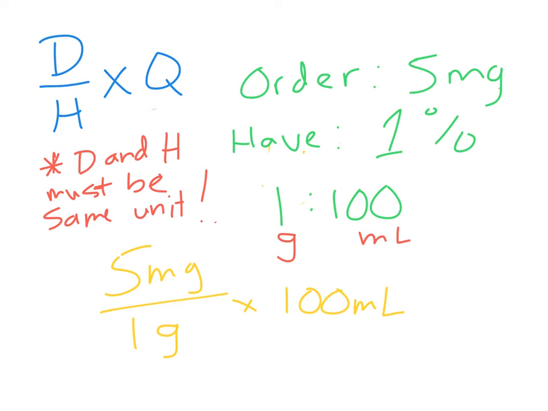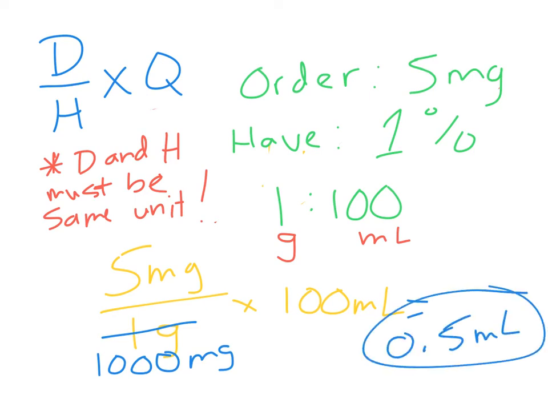But once again, because D and H do not match, we need to make sure we get them to the same unit. So I'm going to convert that 1 gram to 1,000 milligrams. And so in order to complete this problem, I will take 5 divided by 1,000, take that and multiply by 100, and I get my answer as 0.5 milliliters. So that just shows you anytime we come across a ratio or a percent to be on the lookout for that. So let's go to some sample problems.